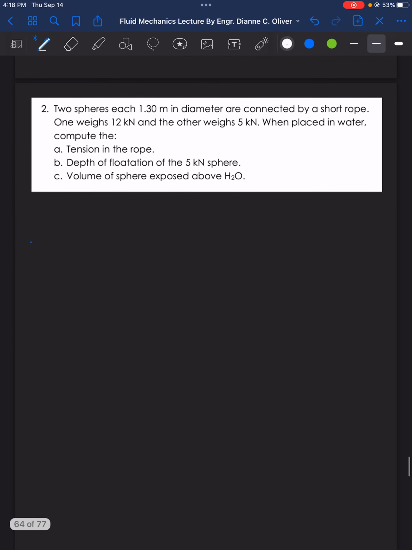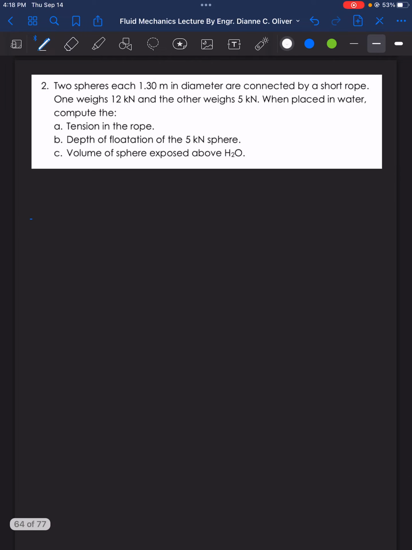Now let's go to example number 2. Two spheres, each 1.3 meter in diameter, are connected by a short rope. One weighs 12 kilonewton and the other weighs 5 kilonewton. When placed in water, compute A, the tension in the rope. B, depth of flotation of the 5 kilonewton sphere. C, volume of sphere exposed above the water.